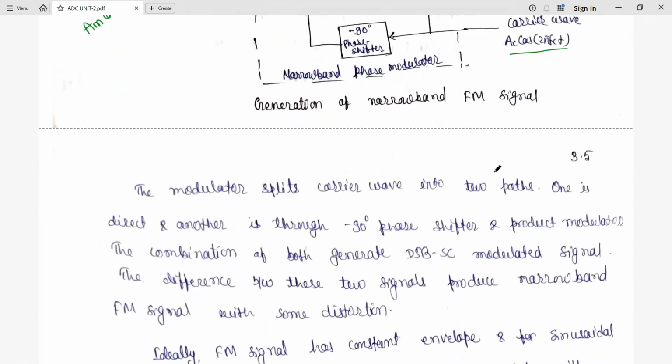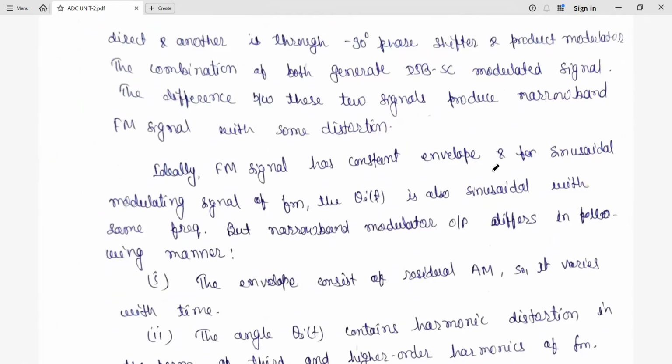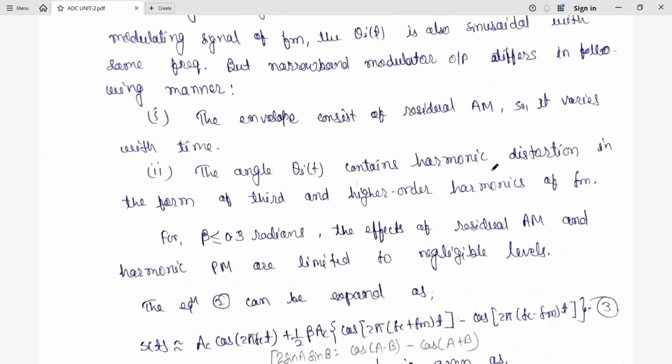Those things are written here again in detail, how we obtain them and what the components are. Later we are going to compare this with the AM signal. In the case of FM, the envelope is constant, but here we have the DSBSC, that is the output of the product modulator, so we compare with AM also. In case of angle modulation, theta of t gives harmonic distortion, which will have components of third order or higher order.